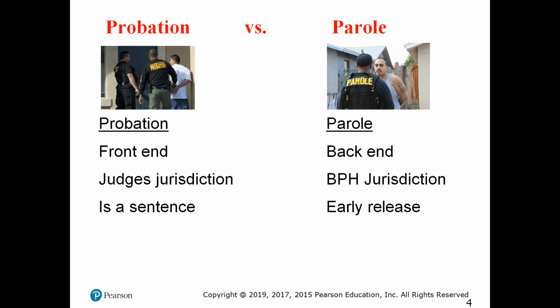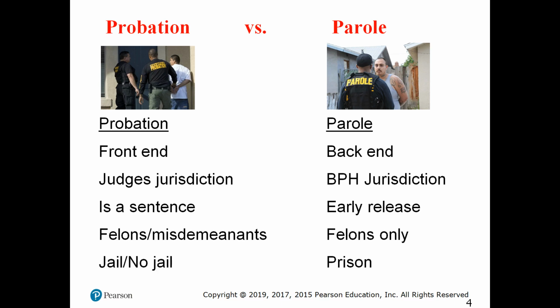Most terms of probation are 2 or 3 years. Most terms of parole are 3 years in California. Probation serves felons and misdemeanants, so you can be on probation for a misdemeanor or a felony. But in California, parole is felons only, because if you go to prison in California, it's for a felony, not a misdemeanor. And probation can entail jail or no jail time. Sometimes the judge will say 60 days in jail followed by 3 years probation, or just 3 years probation.